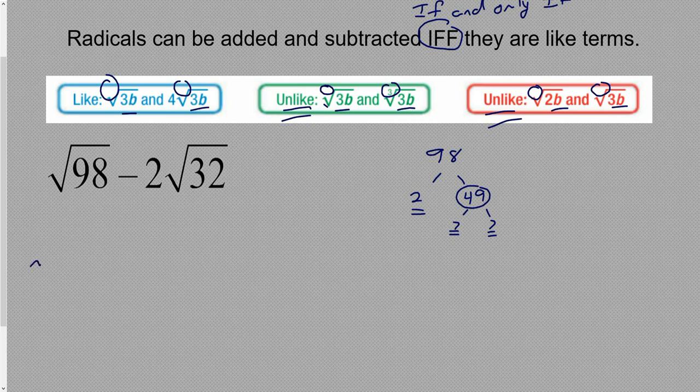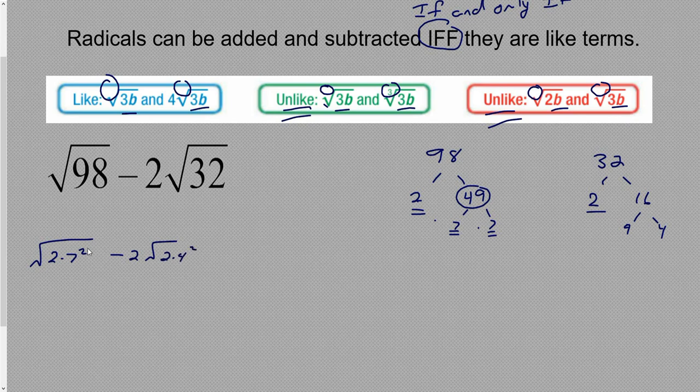So the square root of 98 can be 2 times 7 squared, right? 2 times 7 times 7 minus 2. Now 32. Again, let's pretend we don't see factors right away. Some of you might, and that's great. 2 goes into it because it's even, so that's 2 times 16. Hey, I see another perfect square here. That's 4 times 4. So this guy is 2 times 4 squared.